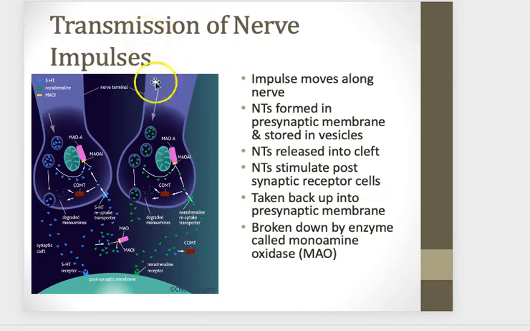So impulses move along the nerve. Neurotransmitters formed in the presynaptic membrane are stored in vesicles. So they're just sitting here waiting to be released. This blue one here is 5-HT or serotonin. The green one here represents norepinephrine or noradrenaline. It comes down, it's released into the synaptic cleft, it stimulates the receptor, comes back up. If there's more receptors, they'll continue to hit. Sometimes it binds and it stays there for a long time. Sometimes it binds and it moves off.